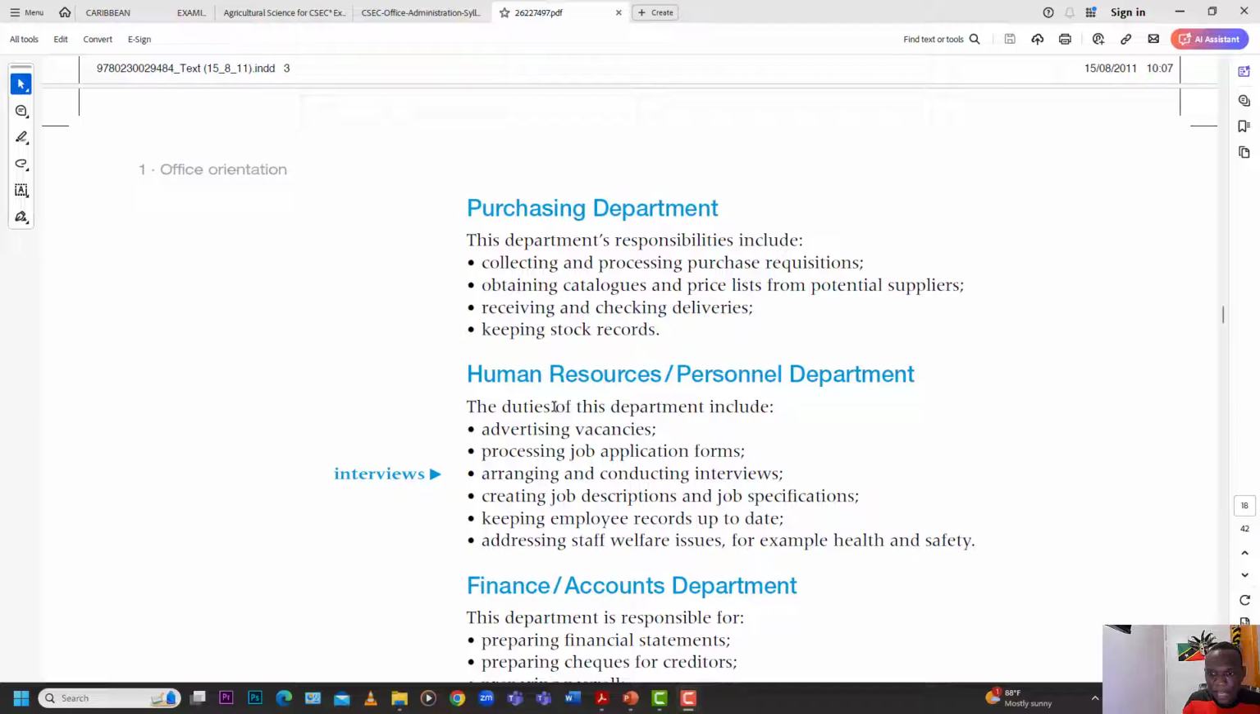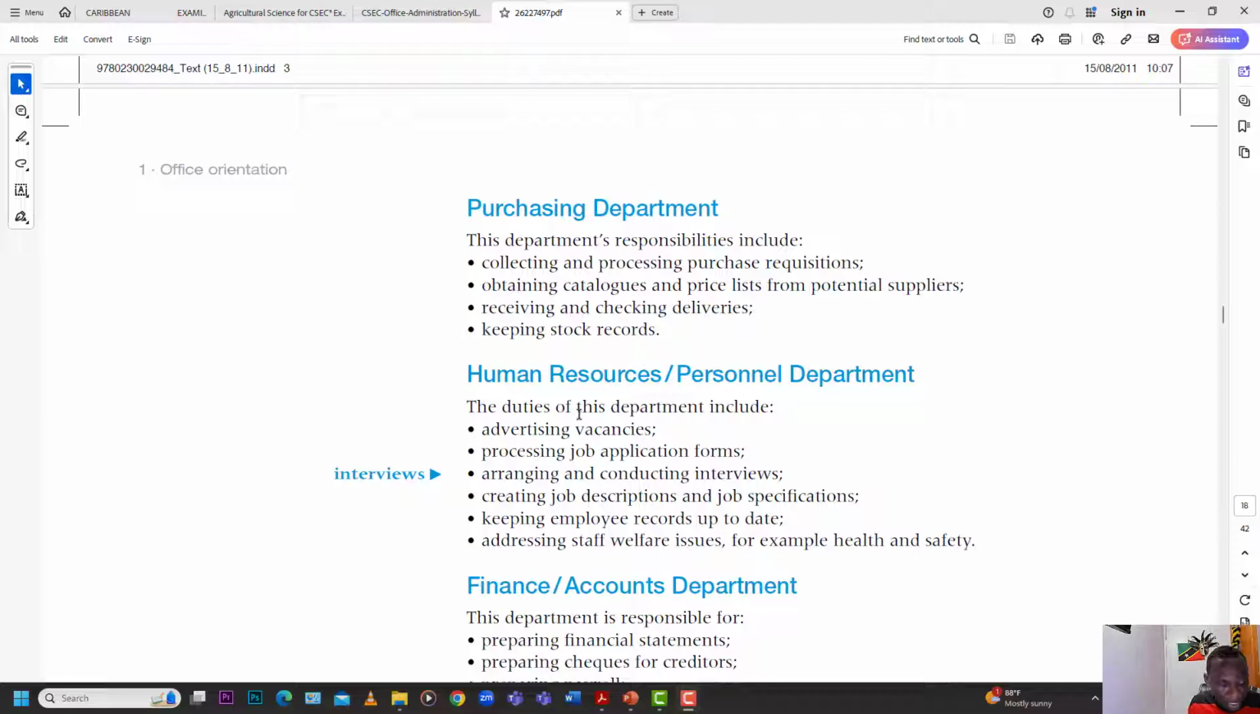The duties of the department include advertising vacancies, processing job application forms, arranging and conducting interviews, creating job descriptions and job specifications, keeping employee records up to date, addressing staff welfare issues, for example, health and safety. And so that's the HR. So HR is basically responsible for hiring, training, keeping their records up to date, advertising the vacancies, all those things around the human resource in that organization.